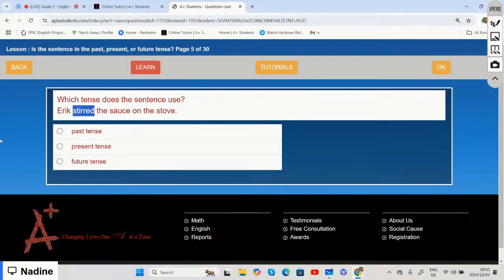So stirred ends with an ed. Is that the past tense, option one, present tense, option two, or future tense, option three? Eric stirred the sauce on the stove. Stirred. We need to say which tense does a sentence use? Past tense, present tense, or future tense?